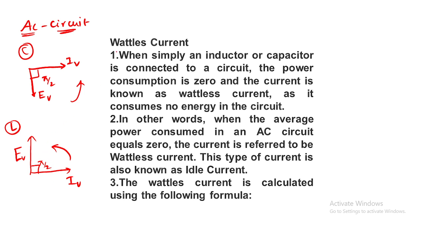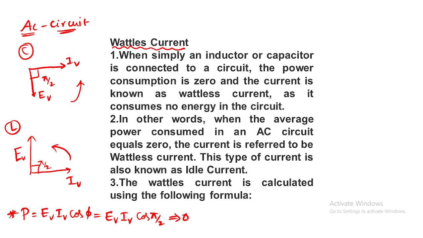So now wattless current is this. What happens in this situation? In this situation, power is completely zero. Why is power zero? You see here, what is the power formula? EV IV into cos phi. The phase angle is 90 degrees. So EV IV into cos 90 degrees is zero.